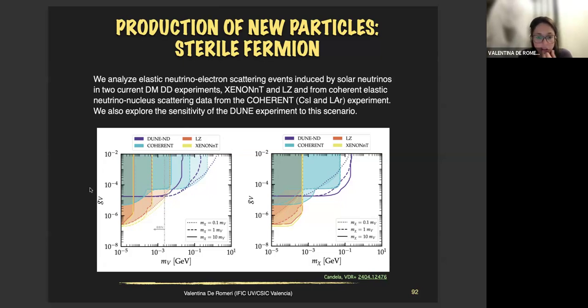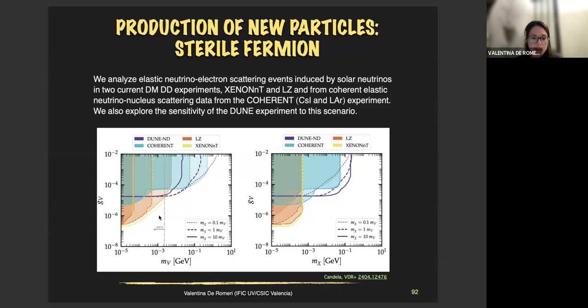So this plot shows the bounds and the sensitivities in terms of the coupling of the mediator and the mass of the mediator or the mass of the produced sterile fermion. Of course, we have now more degrees of freedom because both masses are free parameters. So we set some benchmarks; we choose some ratios among the masses.